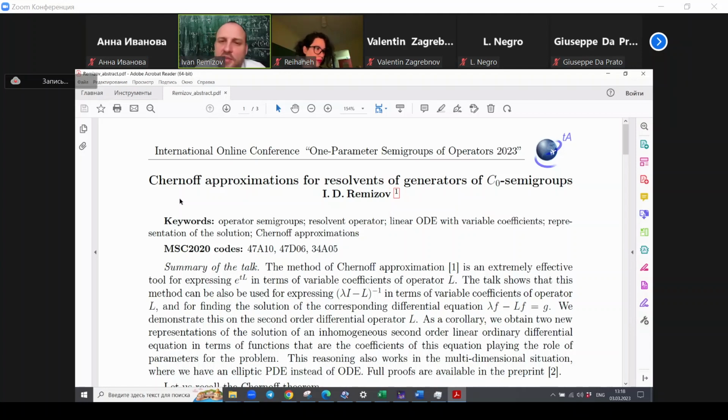Evolution equations, examples of them are parabolic equations, Schrödinger equation. And I would like to say a few words about applications of semigroups and of Chernoff approximations of semigroups for solving not parabolic but elliptic equations. That's it. So this was the preamble. Now I'm going to the main part.